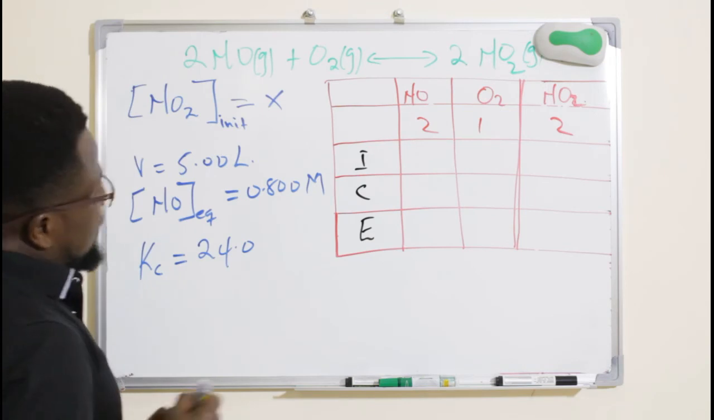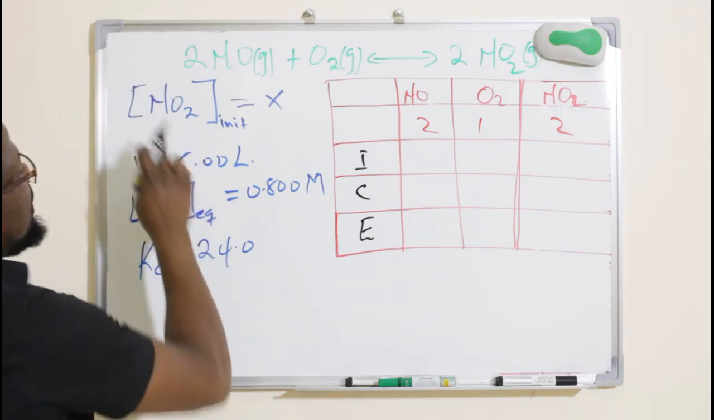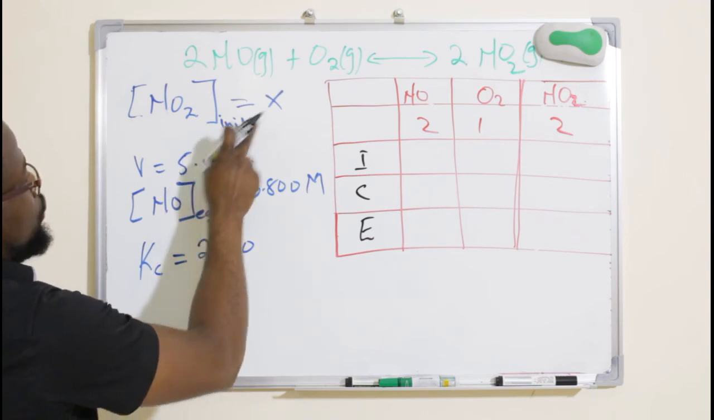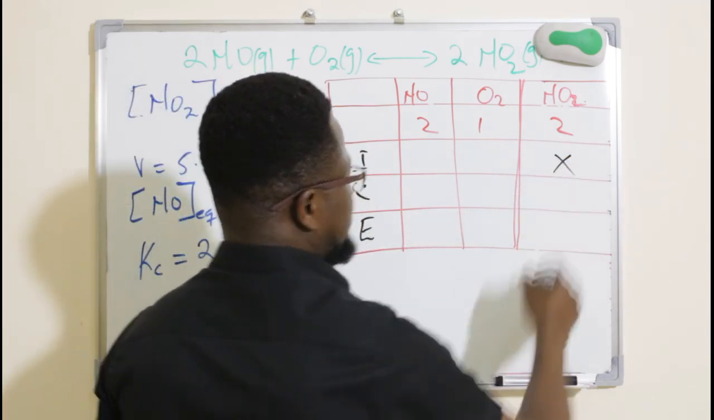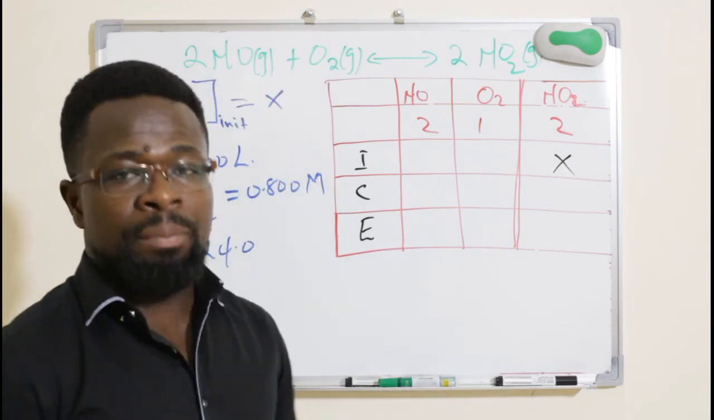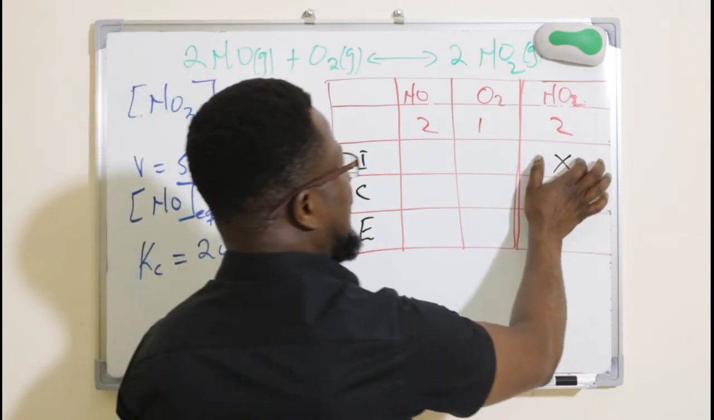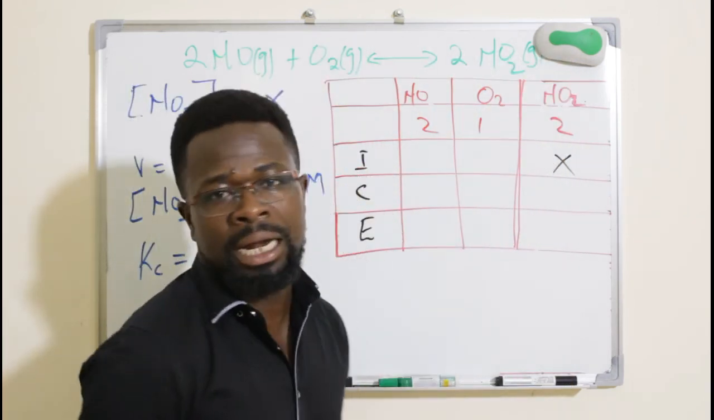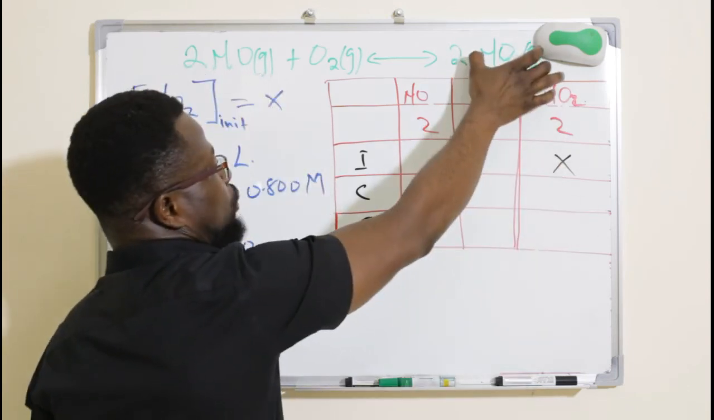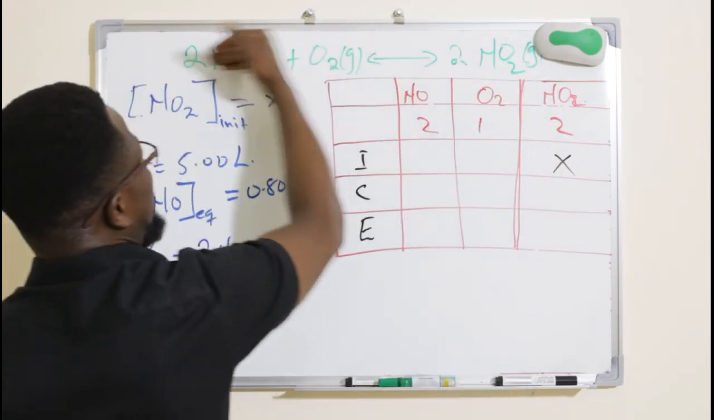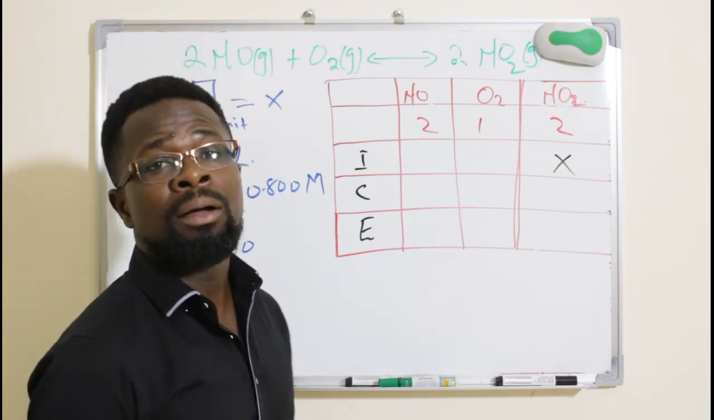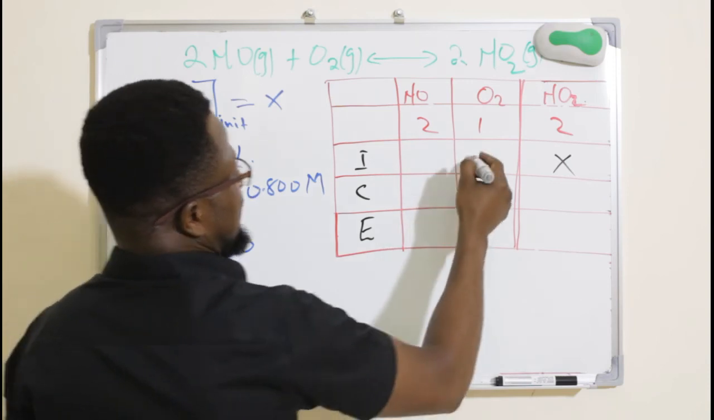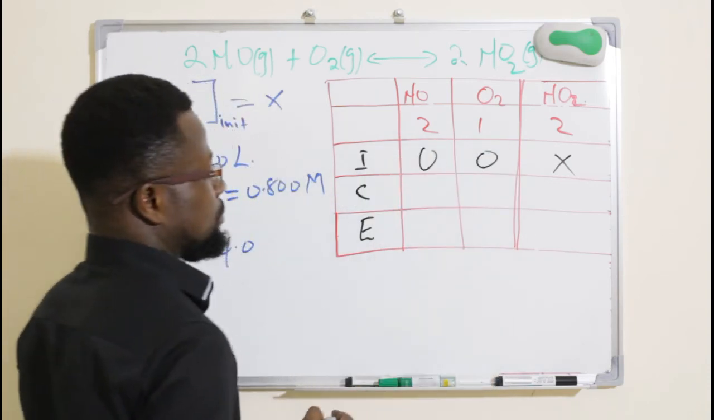Now, there is certain information that is known. Initially, we are given NO2 gas, which is X. So this is X. And remember that immediately we know the value of this, it means that we are looking at the reverse reaction. If you are looking at a reverse reaction, this becomes our reactant, and this one becomes our product. If that is the case, then this is 0, this is 0.